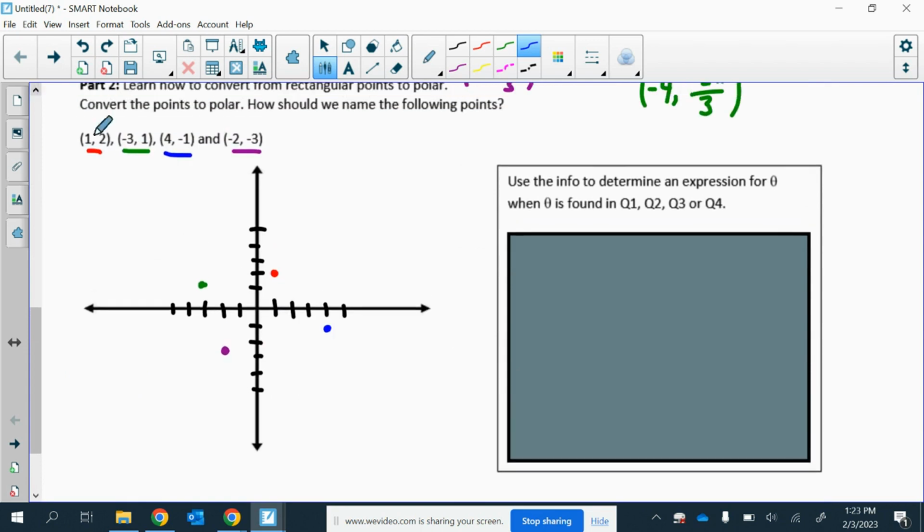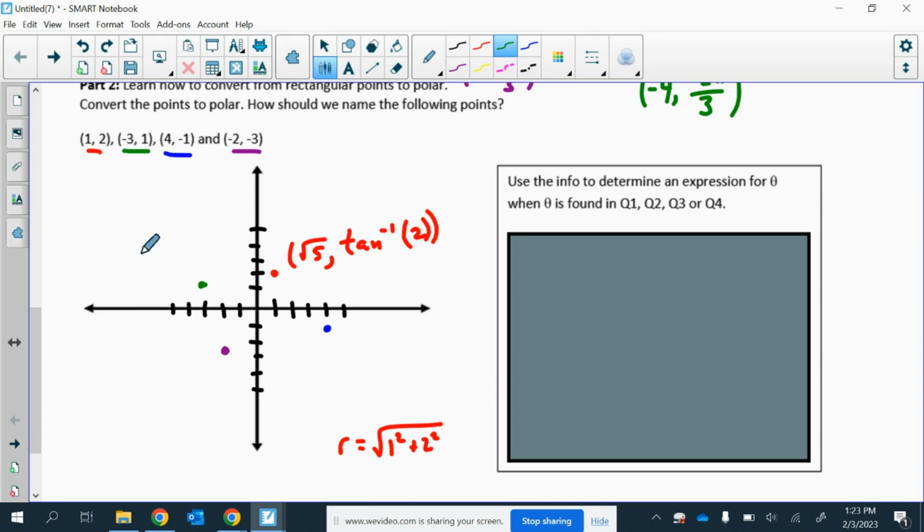So let's go down here. 1, 2, I'm going to do r equals the square root of x squared plus y squared. So r would be square root of 5. And then theta, well, this is not a nice number, so it's not like I'm going to end up with pi sixths or pi thirds or something that we have memorized. So I'm going to say this is the arctangent of y over x, and we would just leave it as arctangent of 2.